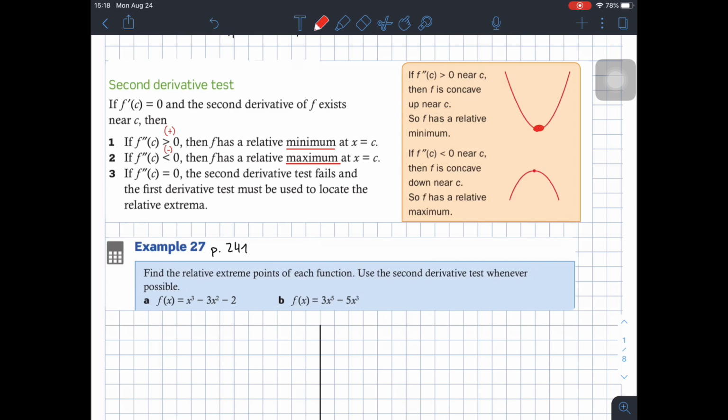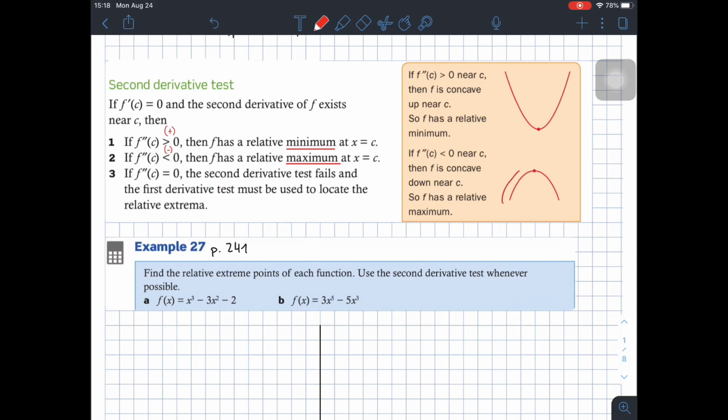Pay attention to this graph to the right, and you'll see that this function is concave up throughout the whole interval, right? The function is bending upwards throughout the whole interval. That's why when the second derivative at a specific maximum or minimum point is positive, it means that we're talking about a relative minimum. And the opposite occurs for a maximum point. It says if the second derivative is less than 0 or negative, then f is concave down near c. So f has a relative maximum point at that point, okay?